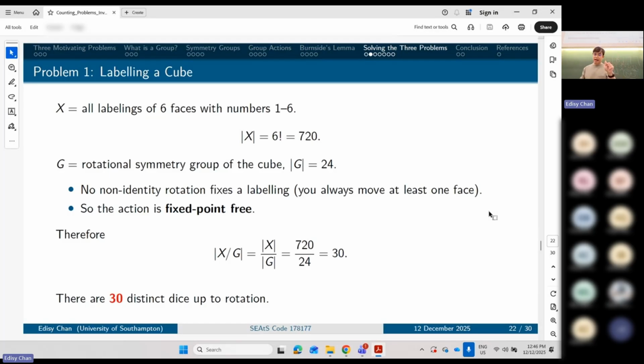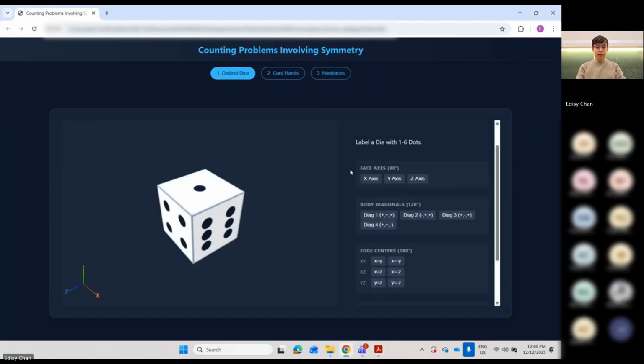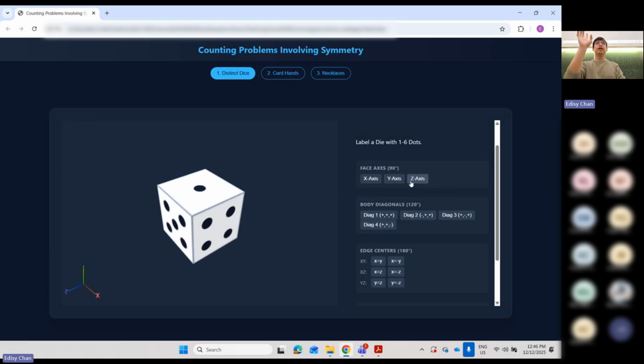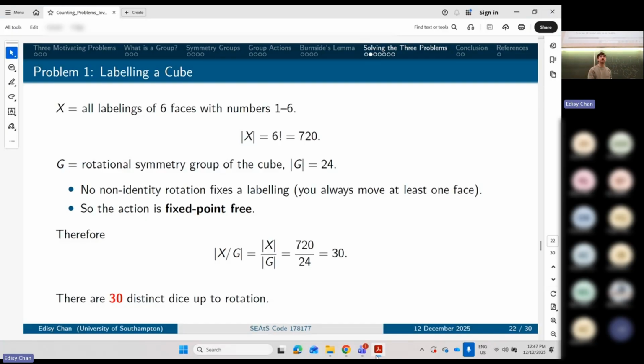So this case is a fixed point free case, because if you look at our web app here, you can see that every one of them will at least move one face. Some of the faces may be fixed, but at least it moves one of the 6 faces, so it cannot really fix anything except for the identity. So it's a fixed point free case. We just divide 720 by 24 and get our answer, 30. We only have 30 distinct dice up to rotations.